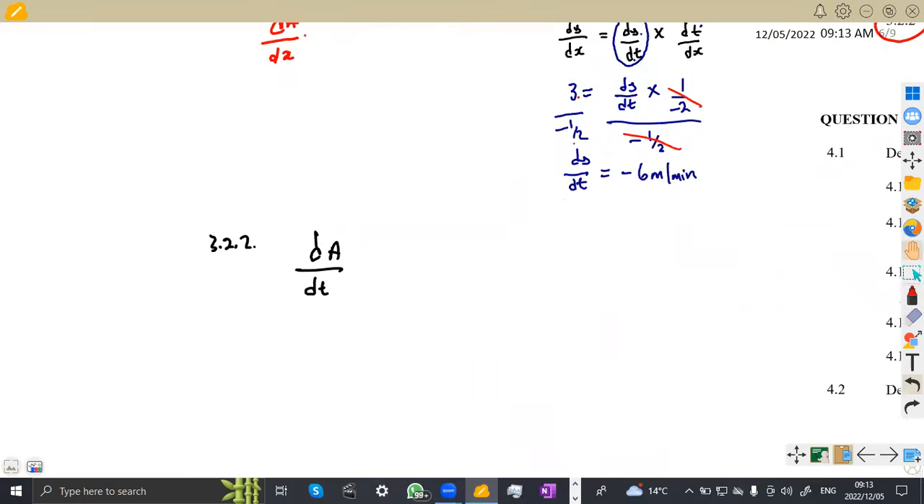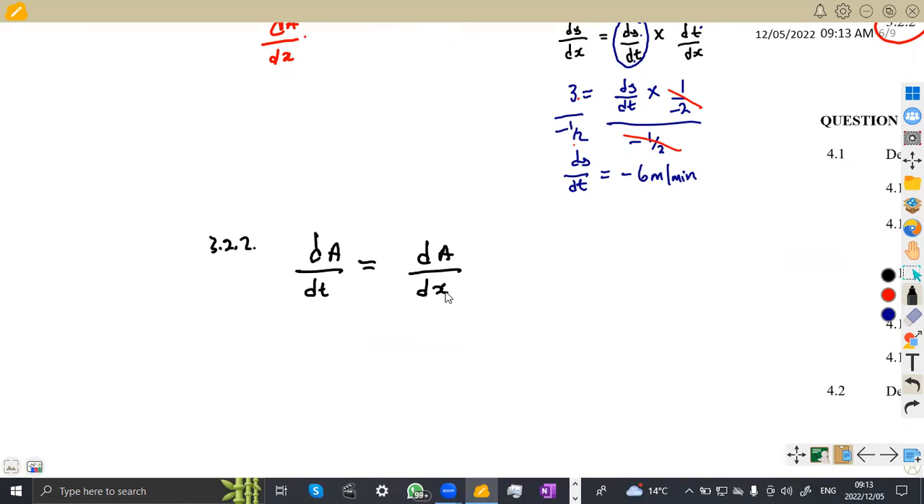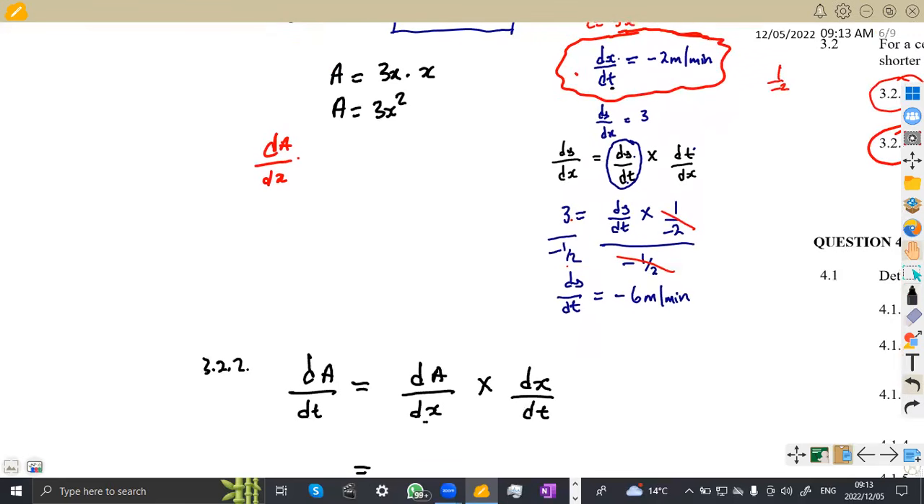Okay, let's get back to our formula. We can write this as dA dt is equivalent to dA dx times dx dt, since this is dx, so it must be dx dt. So by doing this, we have connected area and the shorter side. So dA dt, which is the rate of change of area with respect to time, is equivalent to dA dx times dx dt. That means we have to find the derivative of A here with respect to x.